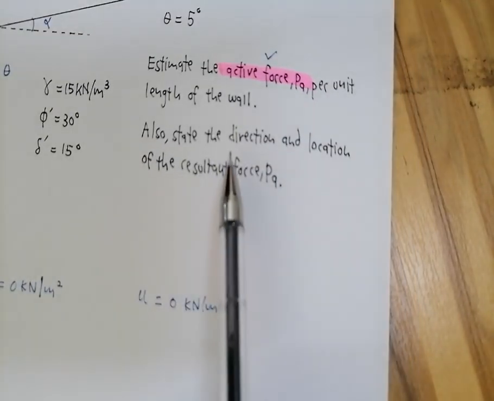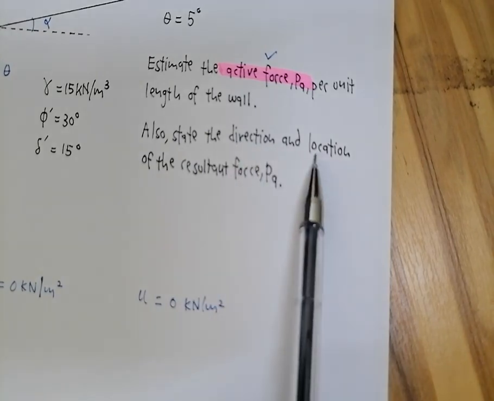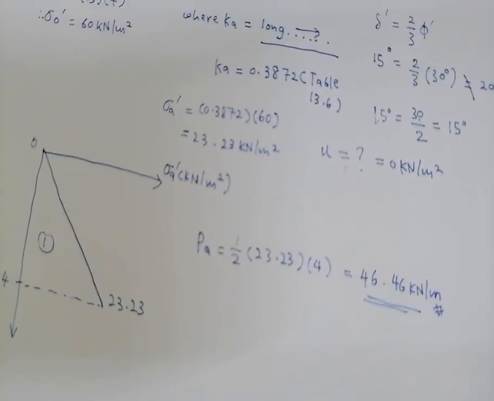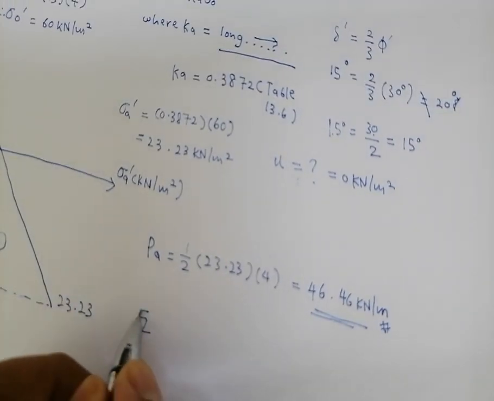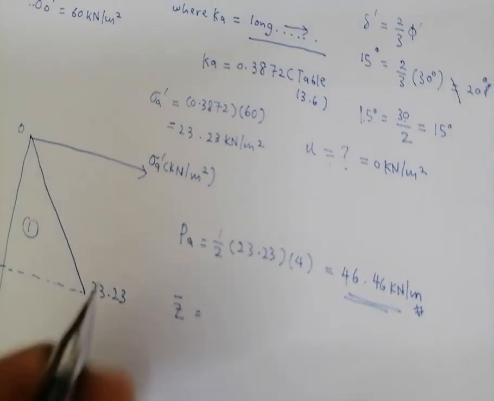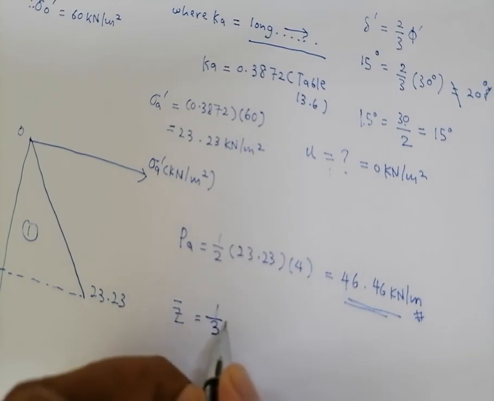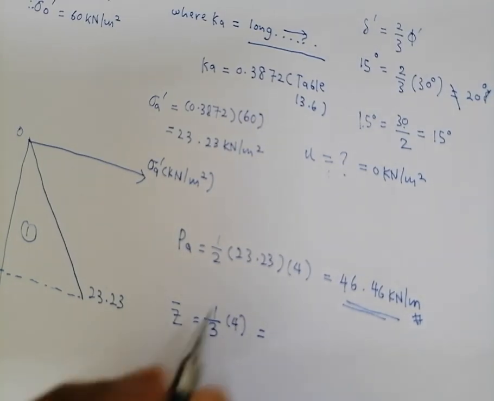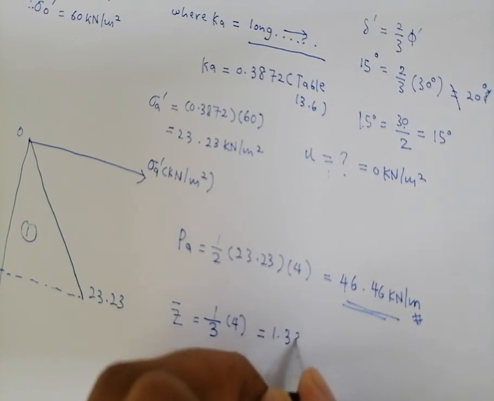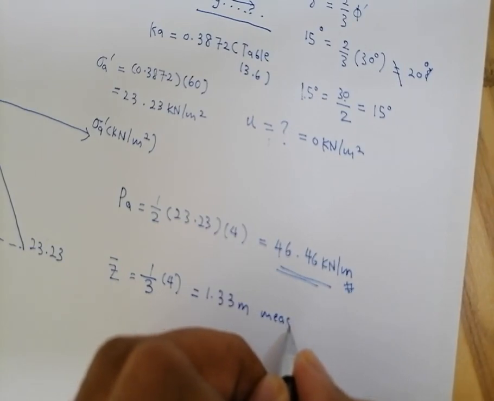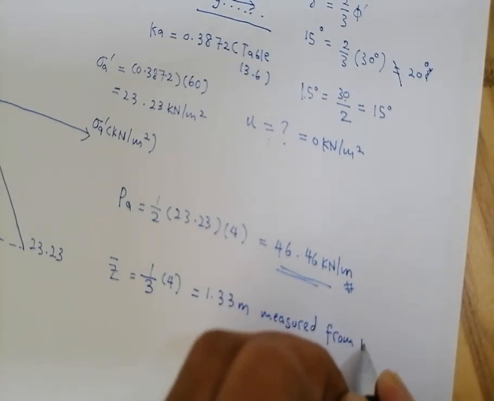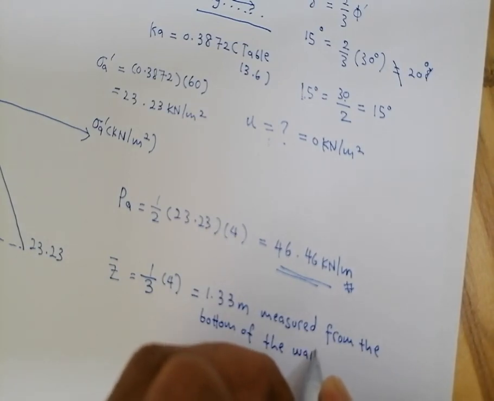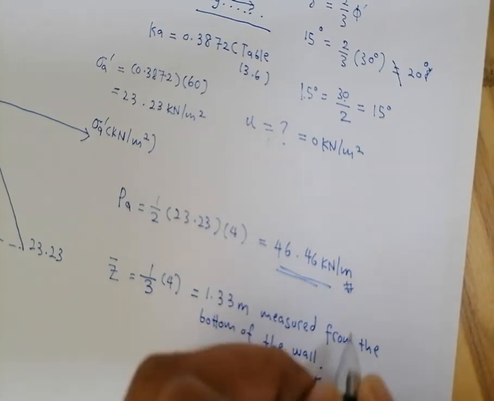All right, so the second one is the direction and location of the resultant force. So we go to the location first, since it is straightforward. So Z, basically we want to find the location of the resultant force. So how to calculate? It should be 1/3 from the height of the wall, isn't it? So therefore 1/3 out of 4. So the location of the resultant is 1.33 meter. This is measured from the bottom of the wall.